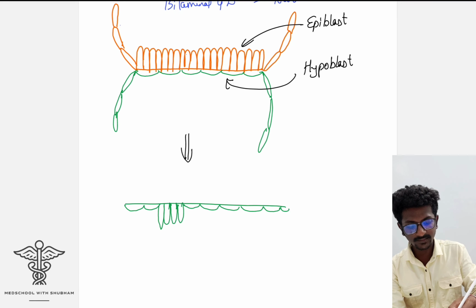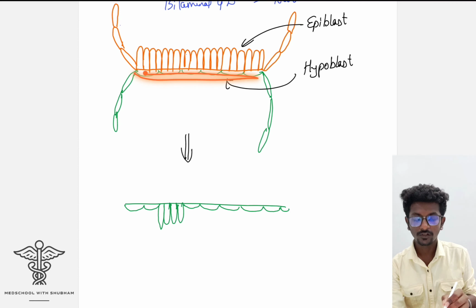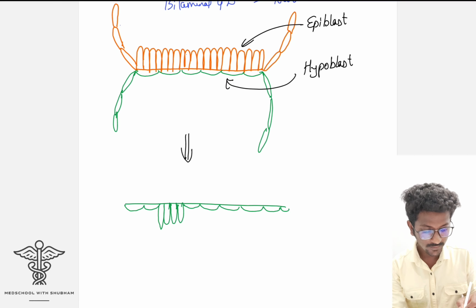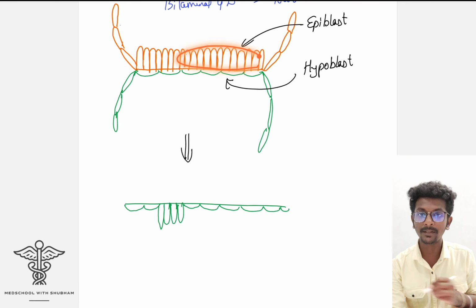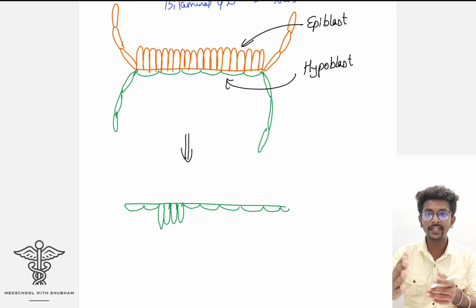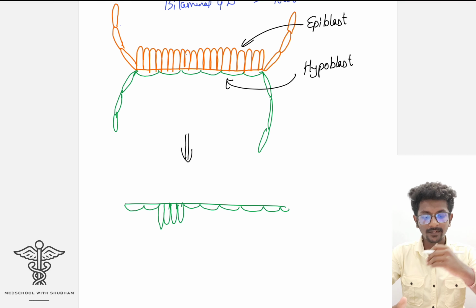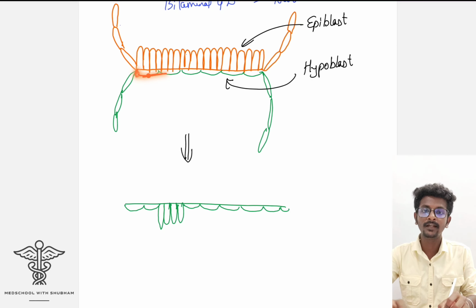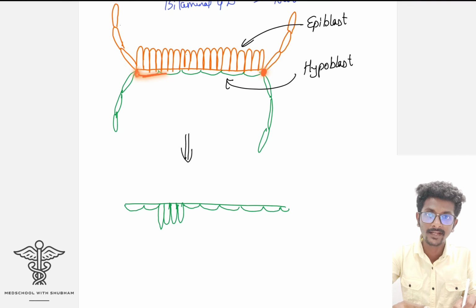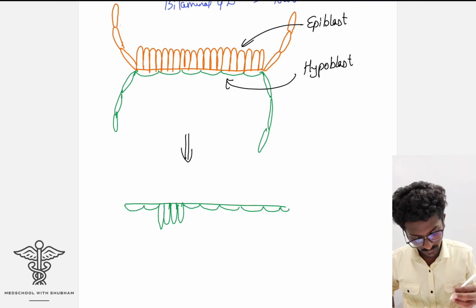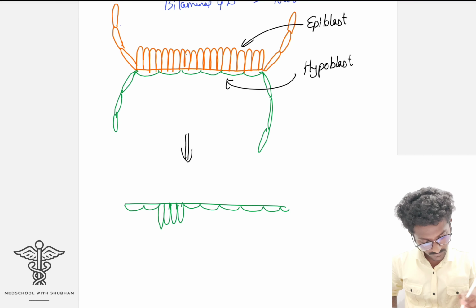Now what is the next change that we can see? We saw the change in the hypoblast side towards the cranial end. Now we will go opposite of that, means we will see the change now in the epiblast side and towards the caudal end. The cranial end means the head end and the caudal end means the tail end. So we saw the change towards the cranial end but on the hypoblast side. Now we will see the change towards the caudal end but towards the epiblast side. So what happens in the caudal end?